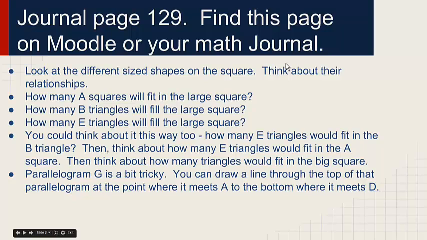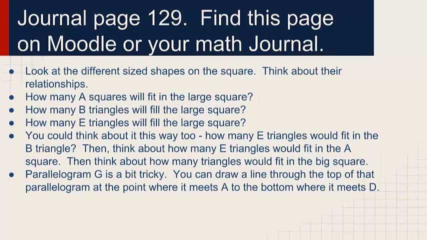And then take a look at the B square, or the B triangle, and look at the relationships. Look at how it's divided. I mean, you'll look and you'll think, whoa, that B is half of A. So then you think, well, if it's half of A, then it must be 8 triangles that fit.